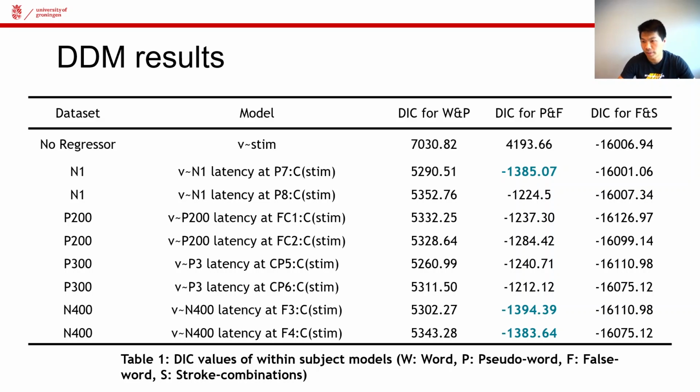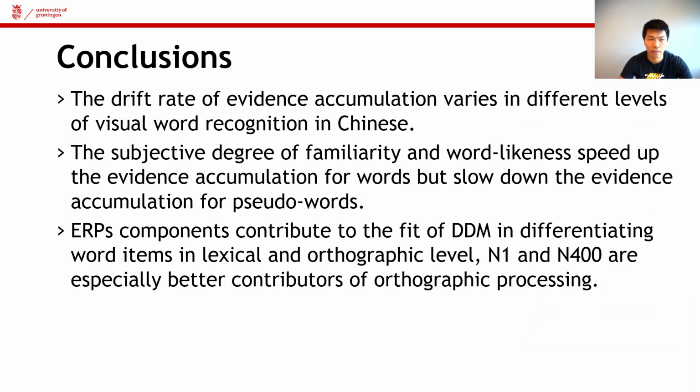However, in the data set which includes false words and stroke combinations, none of the ERP components contribute to the fit of the model. With these findings, here are our conclusions. The drift rate of the evidence accumulation varies across different levels of visual word recognition in Chinese. This is consistent with the results in alphabetic languages.